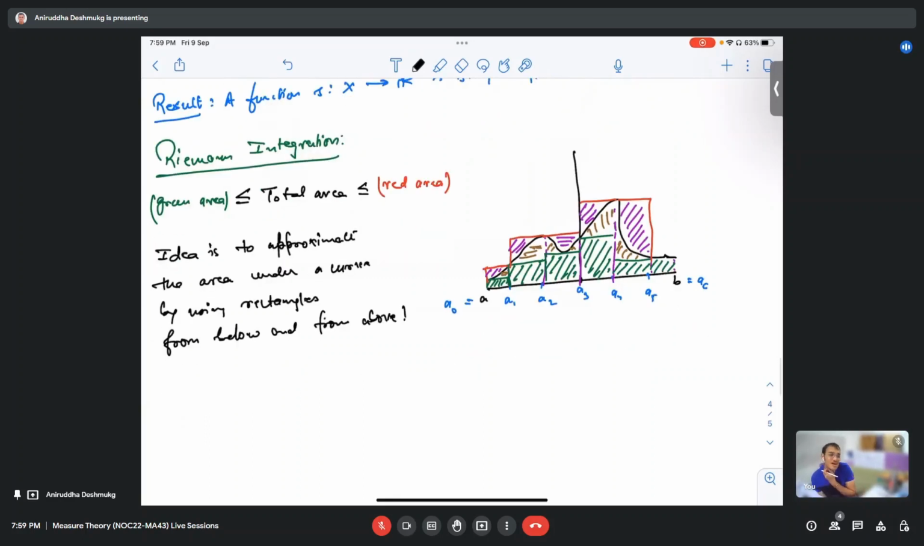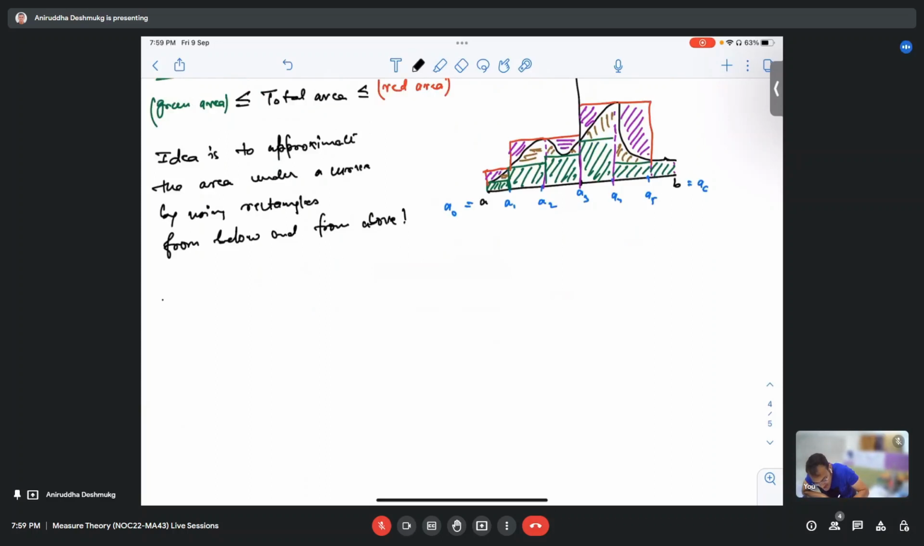Now, this is all in Riemann integration and all this is fine. What we now want to do is do this for measurable functions. Measurable functions may not be continuous, right? I cannot really draw the graph of it, but I want to do a similar thing for measurable functions. So for that, let me define a few things.